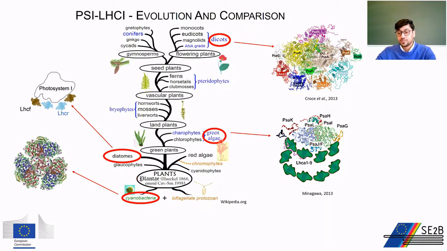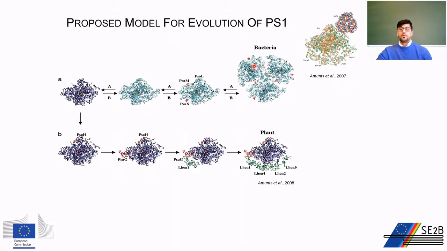Whereas in green algae, photosystem 1 is again a monomer, and it contains an additional belt of antenna proteins just below the 4 antenna proteins of photosystem 1. In higher plants, photosystem 1 is more specialized. As I discussed before, it contains 4 LHCA proteins just below the core of photosystem 1.